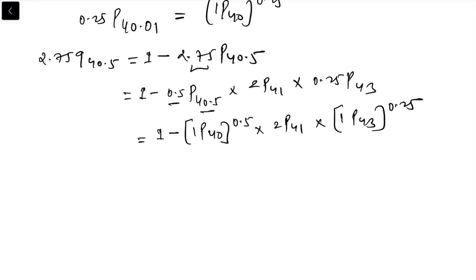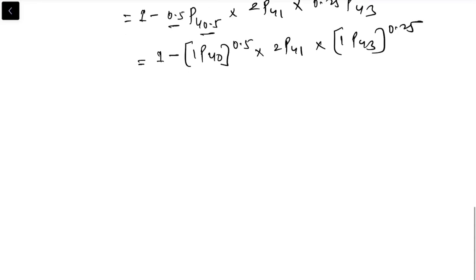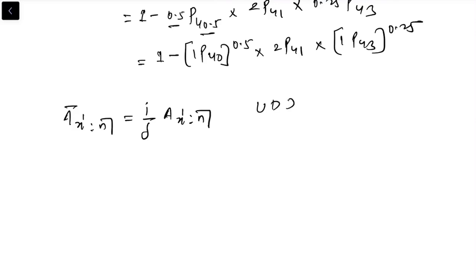All right, now let's do one proof using the UDD assumption. The proof is: a bar x:n, and we have to prove this equals i over delta times a x:n, using the UDD assumption.